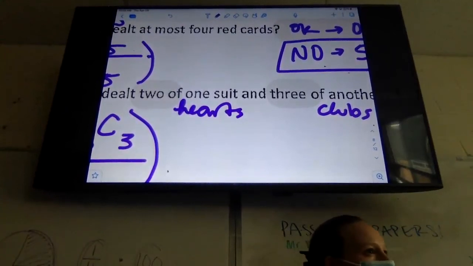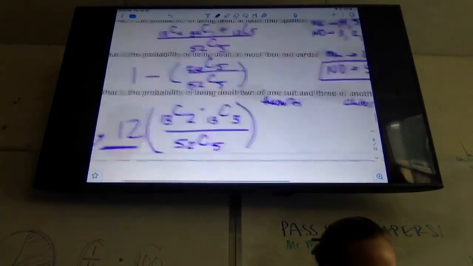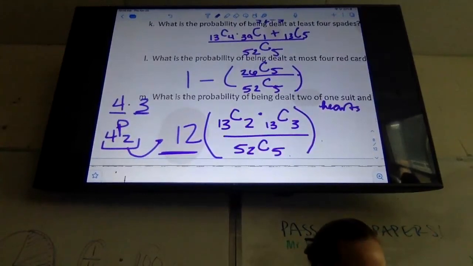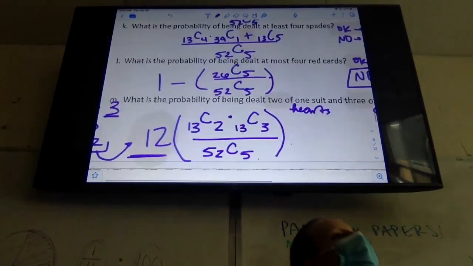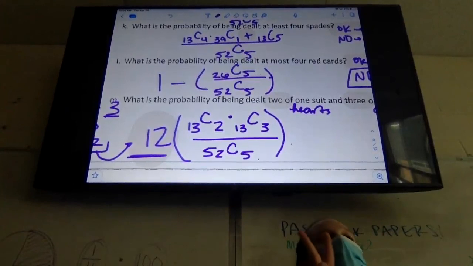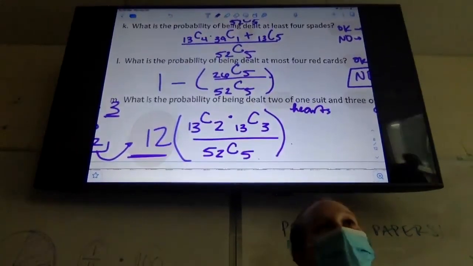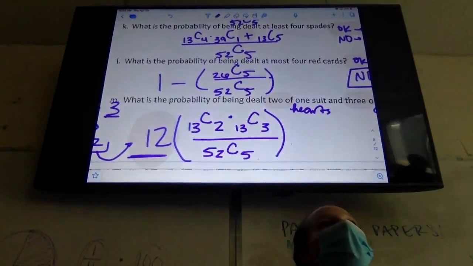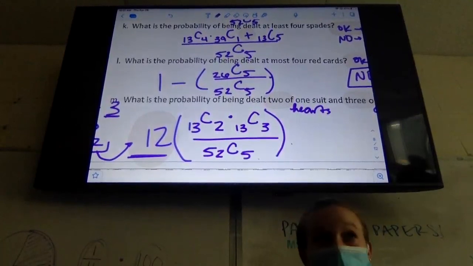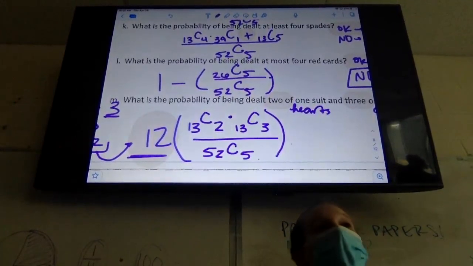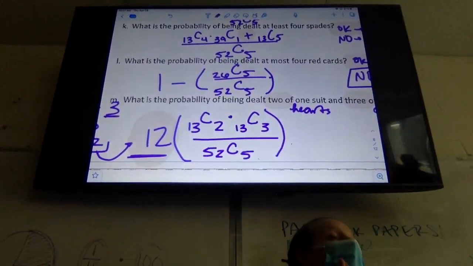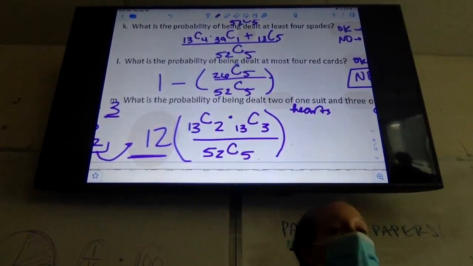Maria, what was your question on letter M? What's up with the 26? It's 26 because it's red cards. There are 2 colors in the deck, red and black. You could also do 13 times 2 to get 26, because 2 suits are both red. So 13 times 2 would give you that as well.